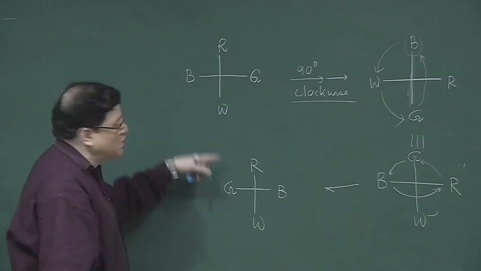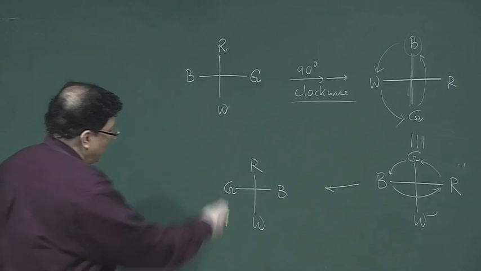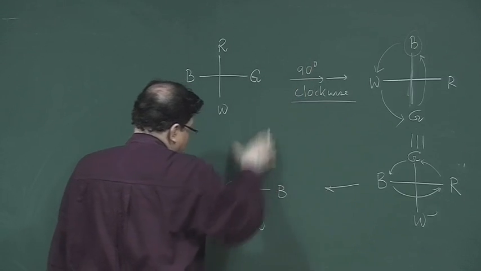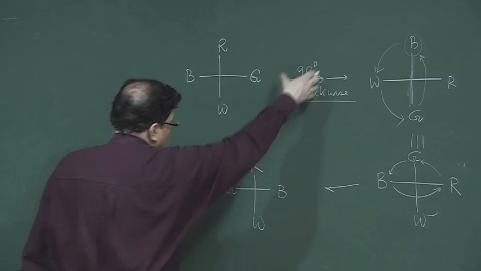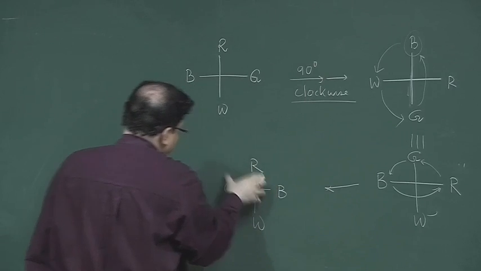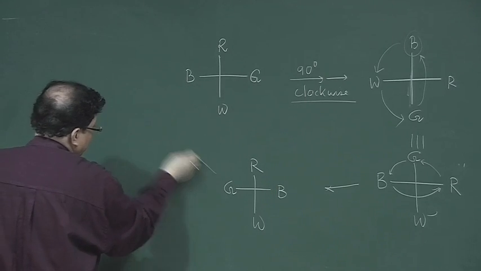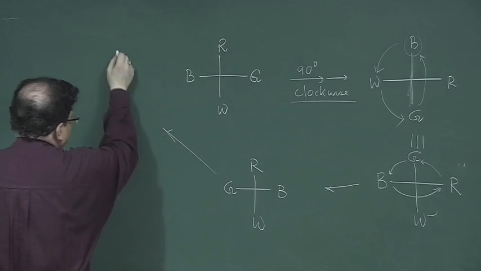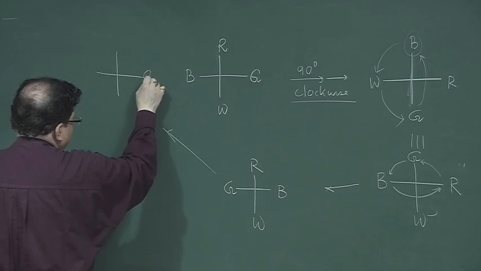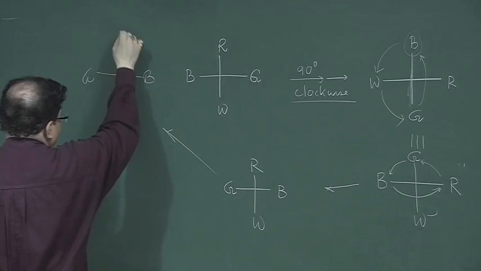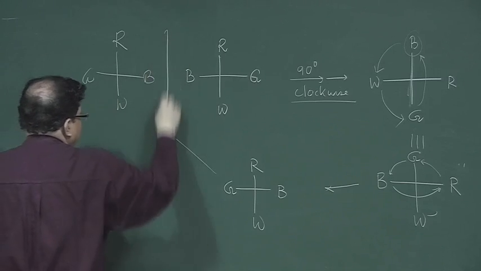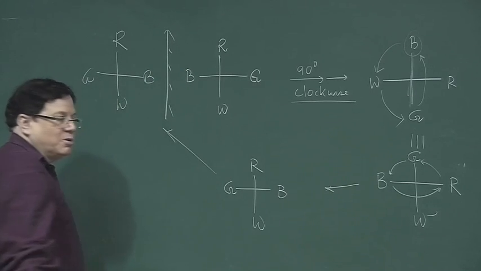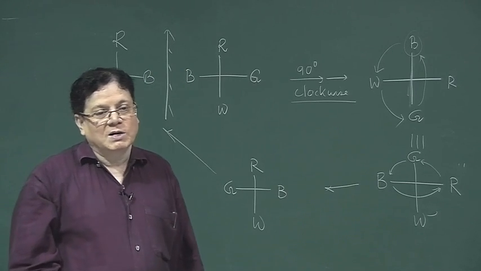Now, look at these two molecules. If I put it here, unfortunately, it is actually drawn in the bottom, but if I place it on this side or if I place it on that side, maybe I can draw it again. The same thing I am drawing. So, B is here, G is there, R is here and W is here. So, what is the relationship between these two? Now, you see that they are enantiomers of each other.